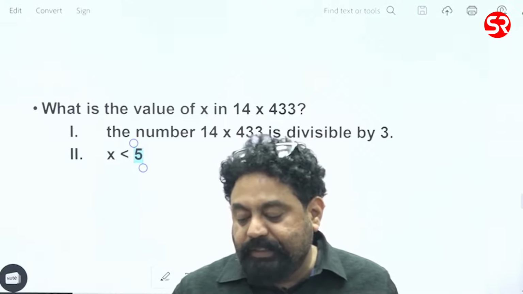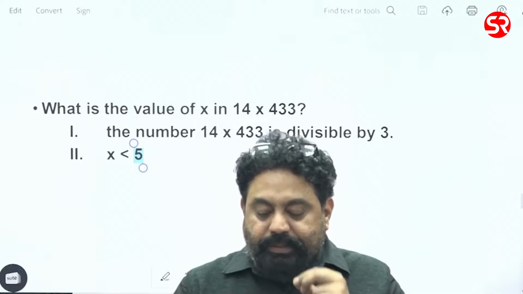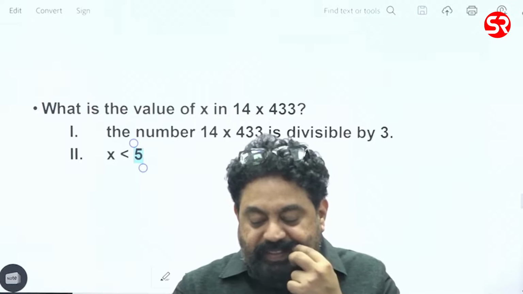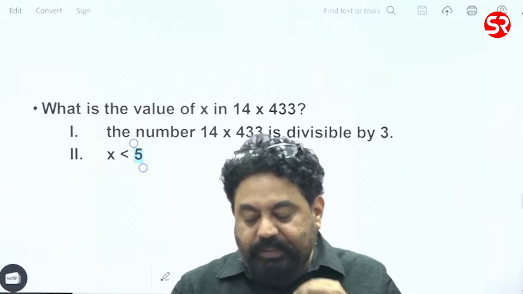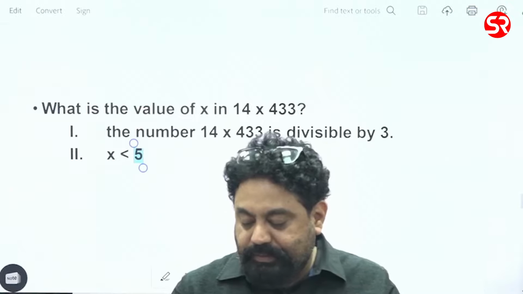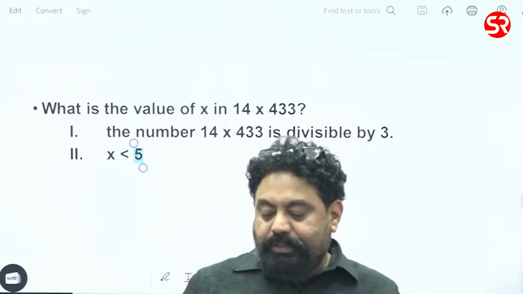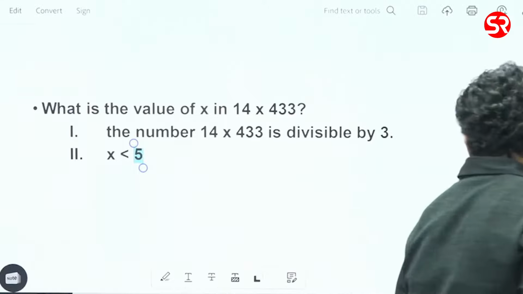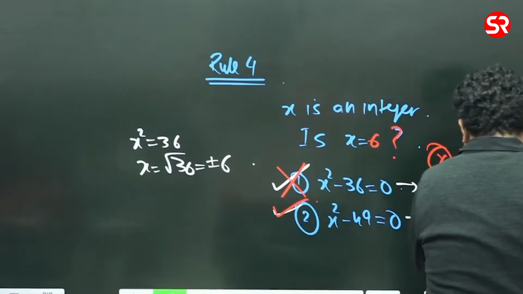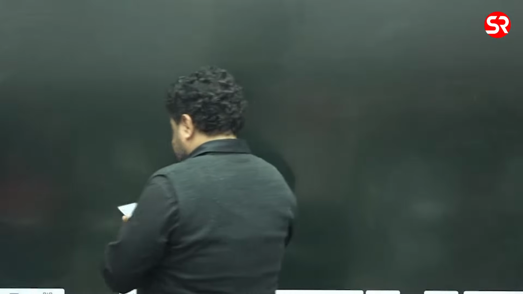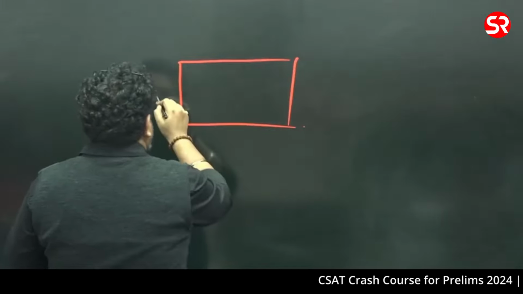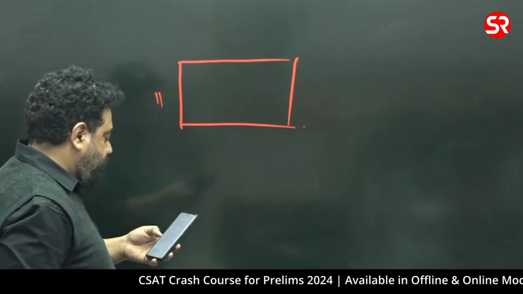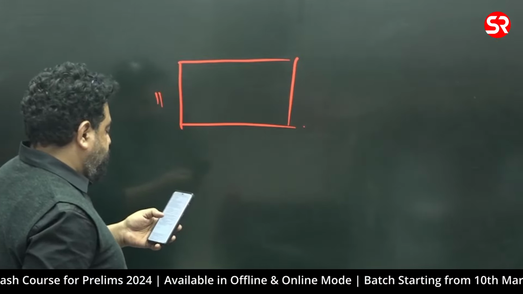The breadth of the rectangle is 11. What is the length? The ratio of the area after the length is increased by 20% to the original area. Guys, what do you say of this? Both statements are giving you the answer. Let's see. He says the breadth of the rectangle is 11. What is the length? The ratio of the area.